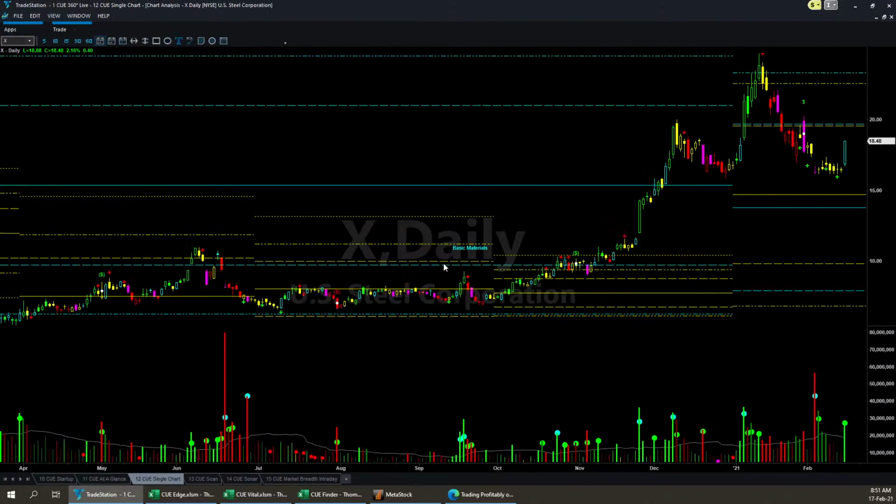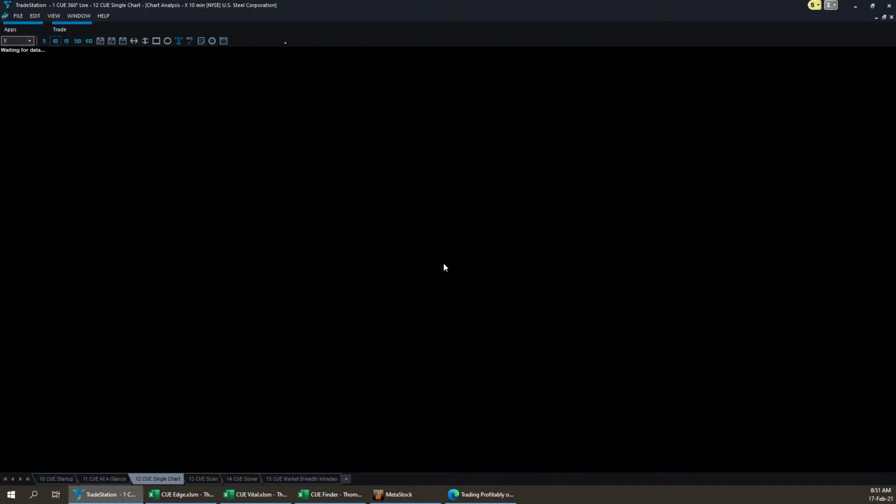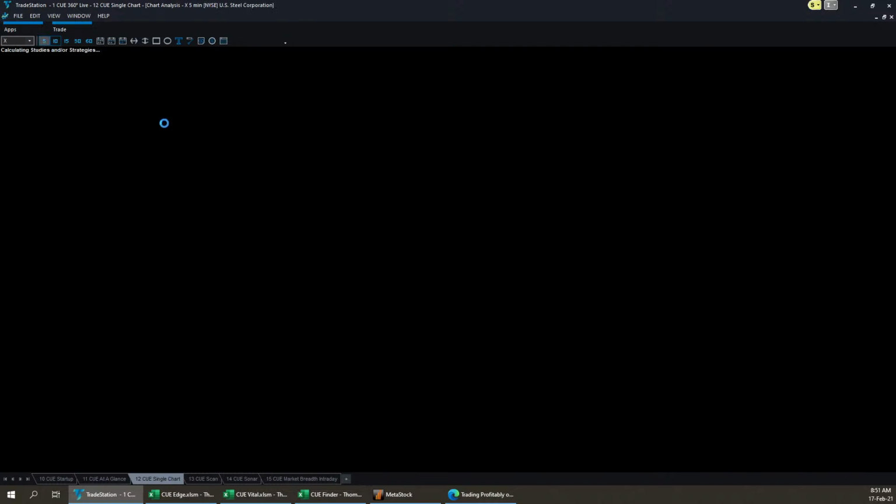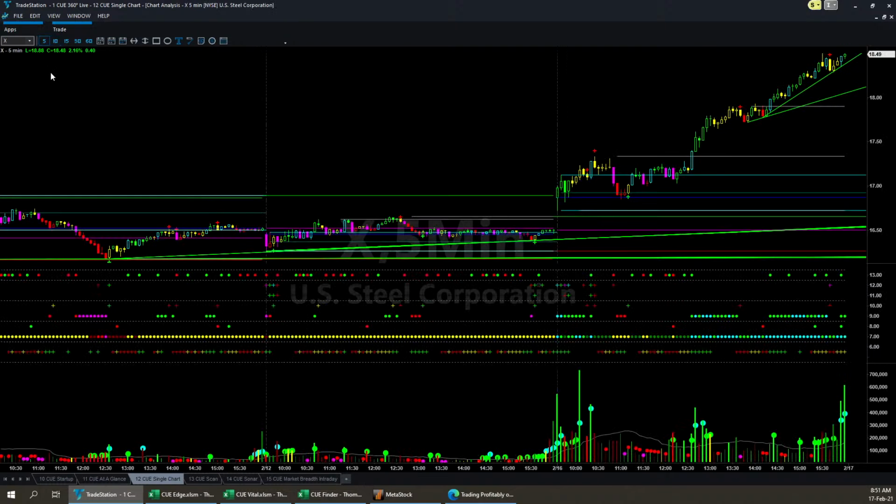Then if we look at the intraday fine-tune chart, let me change the template to the fine-tune template. For the morning session the suggested time interval is 5 minutes, so I change to 5 minutes. Let's analyze the stock X using the fine-tune chart with a 5-minute interval.